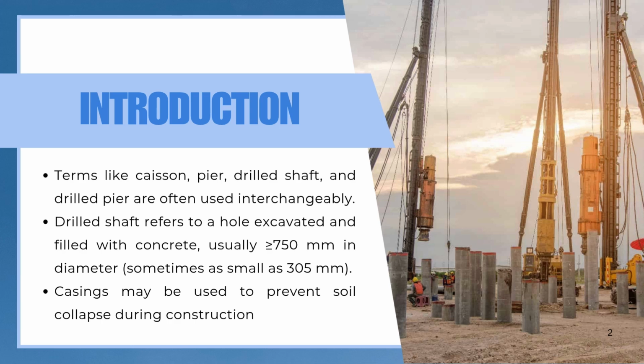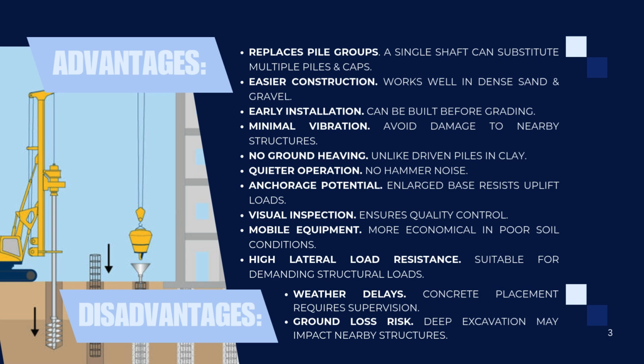Sometimes, casing is installed to prevent soil collapse during excavation. These shafts provide support through end bearing and side friction, depending on soil conditions. Drilled shafts offer several advantages. A single shaft can replace multiple piles, reducing construction complexity.